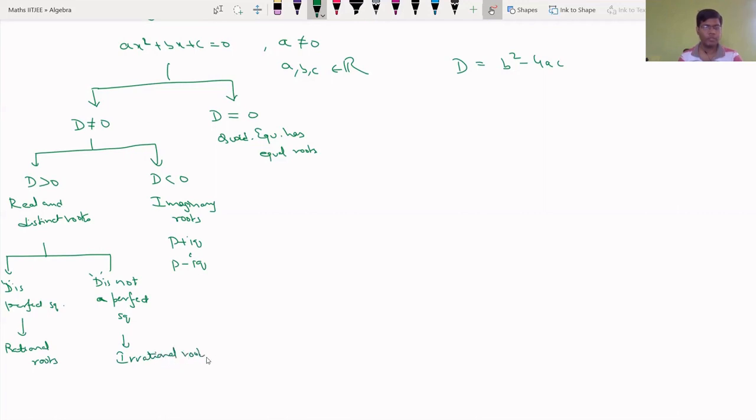So irrational roots will be of the form, say, a plus, okay, already we have taken a, so let's take m plus under root n and m minus under root n. So whenever we have complex roots or irrational roots, they always occur in pair. If m plus under root n is a root, then m minus under root n has to be a root. Similarly, for complex numbers, they always occur in pair. So depending on the value of the discriminant, that is b square minus 4ac, we have different cases for this quadratic equation.